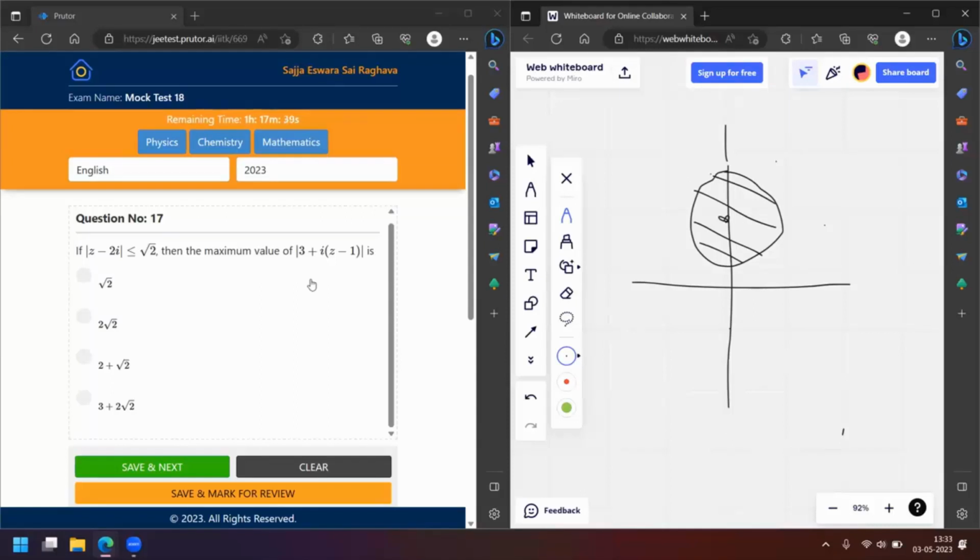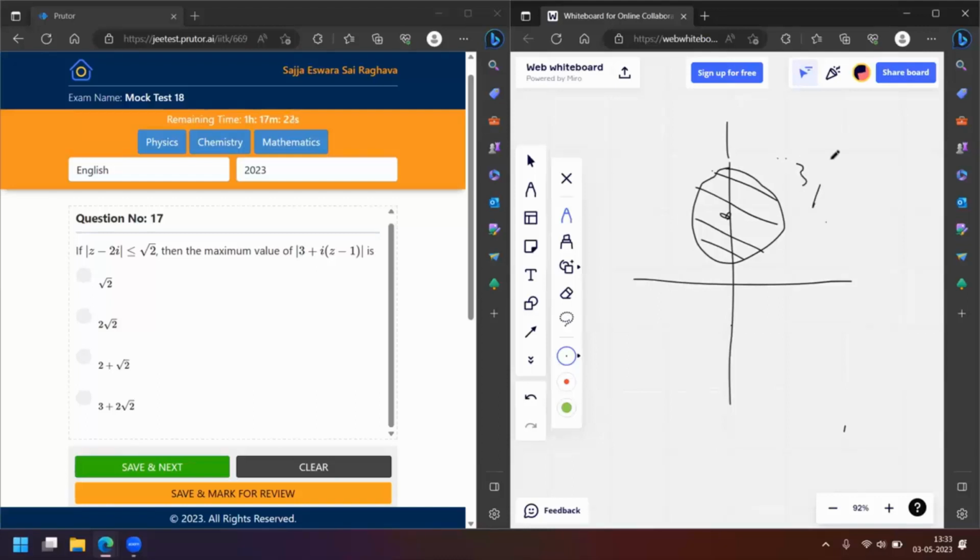So we can again shuffle the value, we can multiply with i and z and minus 1. We will get a relation like it is some distance from 3 comma i, and we have to find the maximum value. So we will get some relation like zi plus 3.